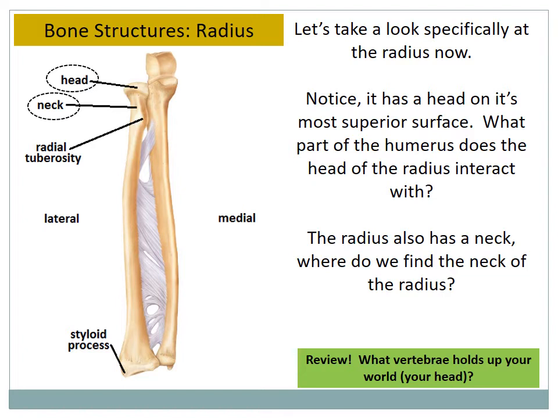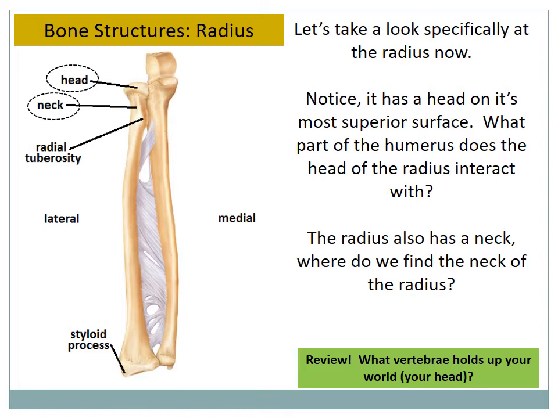Okay, so if you're having a hard time seeing that, go find a picture of a complete skeleton and look at it. Look at how the humerus interacts with that radius. You'll see that little ball-like bone structure interacting with the head of the radius. So the radius also has a neck. Where do we find the neck of the radius? Yeah, where you find your neck, right below the head. Okay, so right below the head of the radius we find the neck.